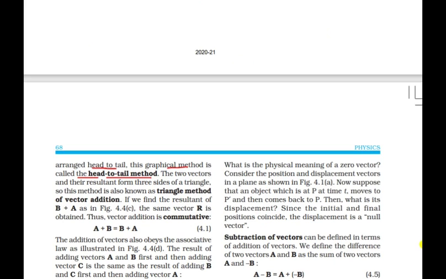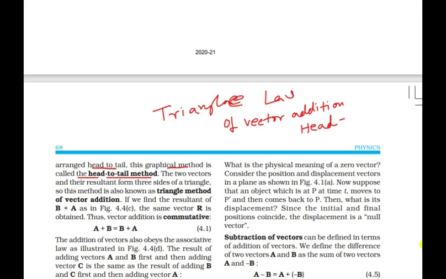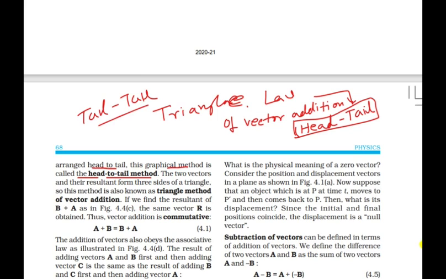Hope you got it. As I told you, the triangle law of vector addition is also known as the head tail method. In case of triangle law we have to follow head tail, but in case of parallelogram law we have to follow tail tail. Very important: triangle law head tail, parallelogram law tail tail.